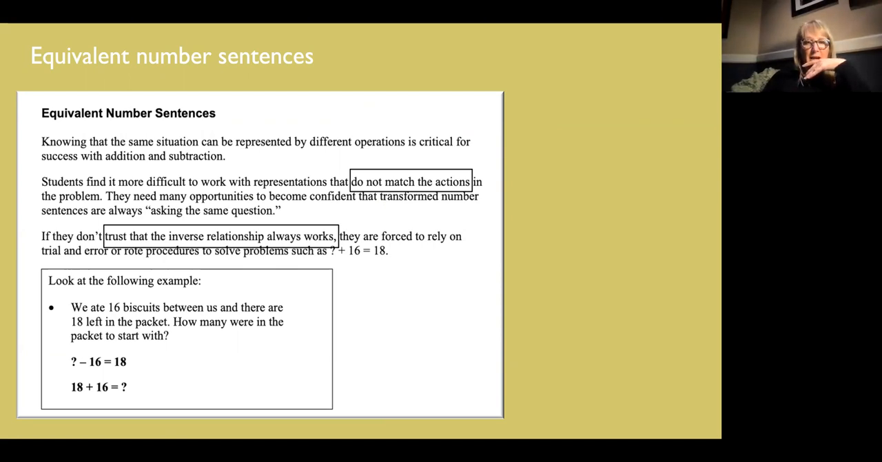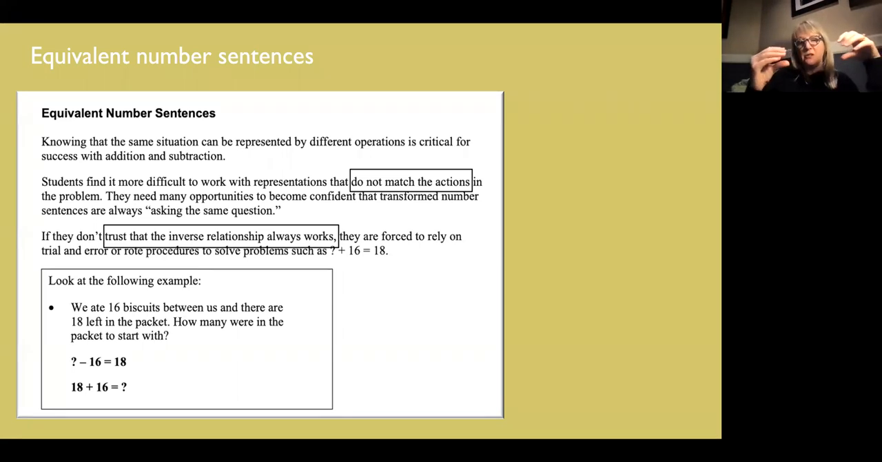And by doing that, the kids will be more well versed with the inverse relationship. They find it really difficult to work with representations that don't match the actions. Jen had spoken about this at the very beginning. We need to ensure that students have the opportunity to write a number sentence that we see there, question mark, take away 16 equals 18. Instead, what you'll find is they're going to write 18 plus 16 equals question mark. They're going to do the inverse, but we want them to be able to do both.